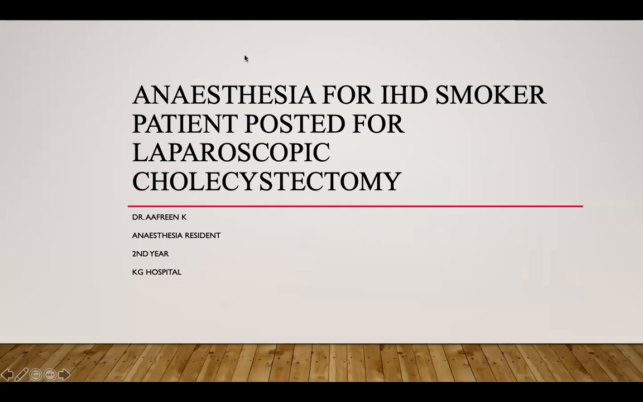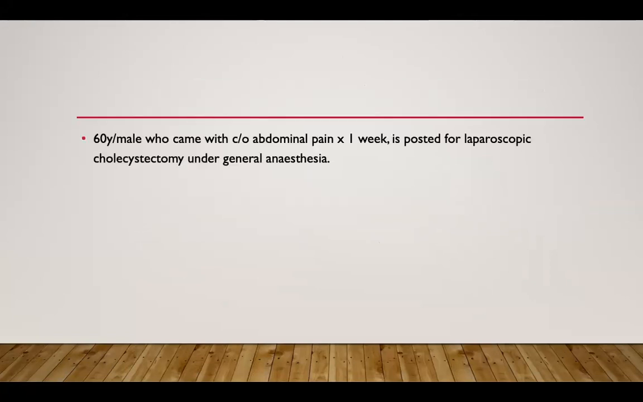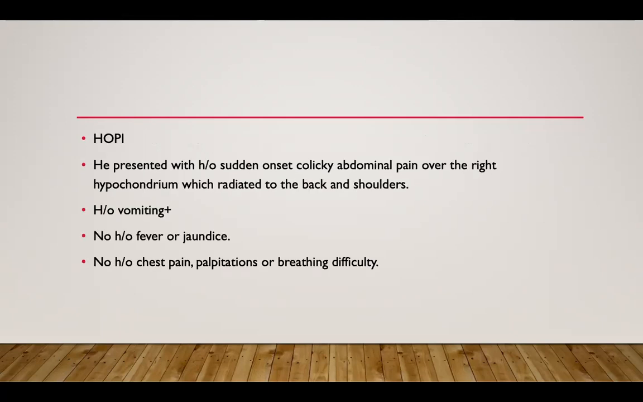Good evening, everybody. Today I'm going to present anesthesia for an ischemic heart disease patient who is also a smoker, posted for laparoscopic surgery. A 60-year-old male who came with complaints of abdominal pain for 1 week is posted for laparoscopic cholecystectomy under general anesthesia. History of presenting illness: he presented with sudden onset colicky abdominal pain over the right hypochondrium, radiating to the back and shoulders. There is a history of vomiting, but no history of fever or jaundice. There is no history of chest pain, palpitations, or any breathing difficulty.